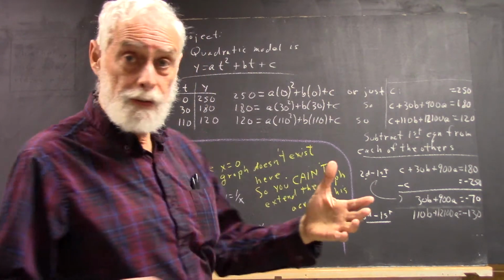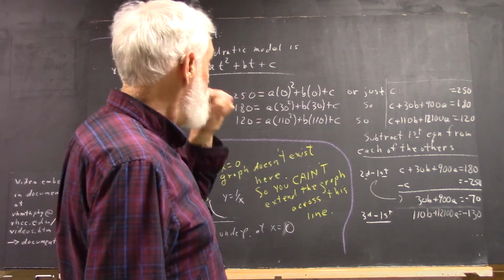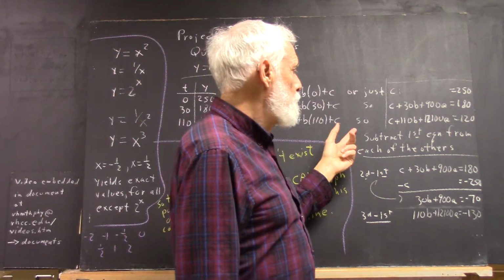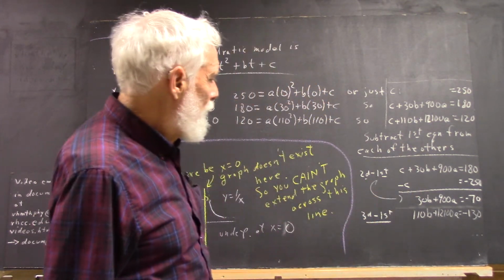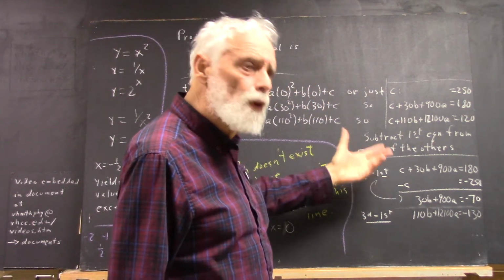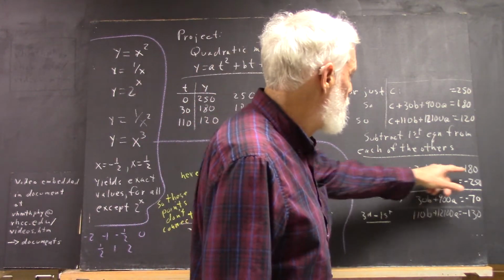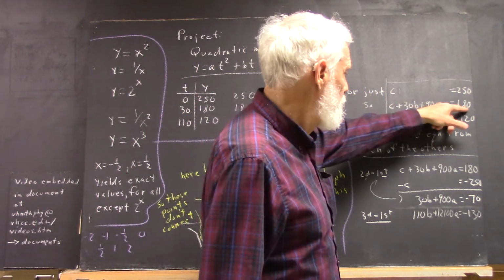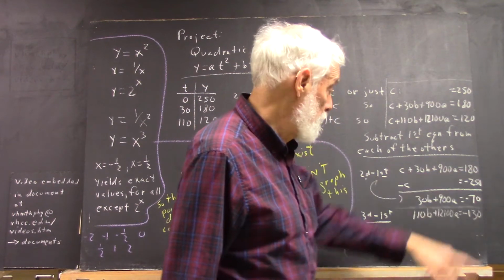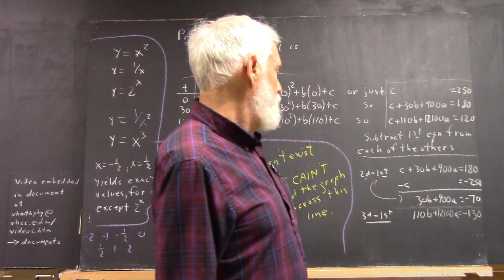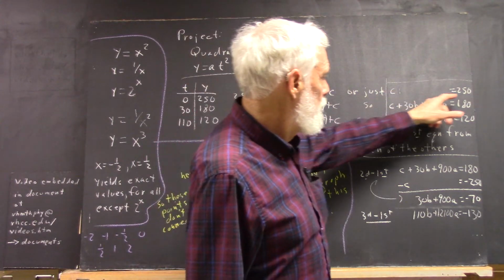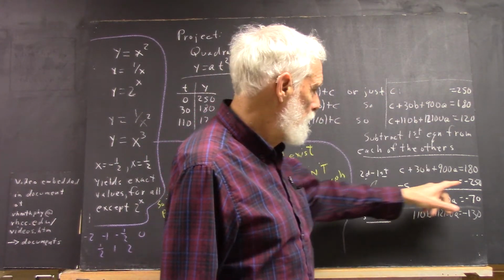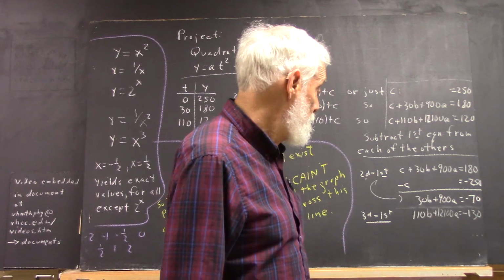Now, what I asked everybody to do was subtract the first equation from each of the others. I did that in detail. I did the second minus the first, and the way I did it was I wrote the second equation down here. You can see that I've written it here. And then I've done negative the first equation. So instead of c equals 250, I write negative c equals negative 250.